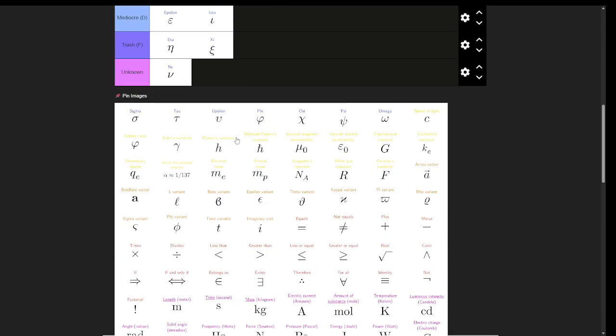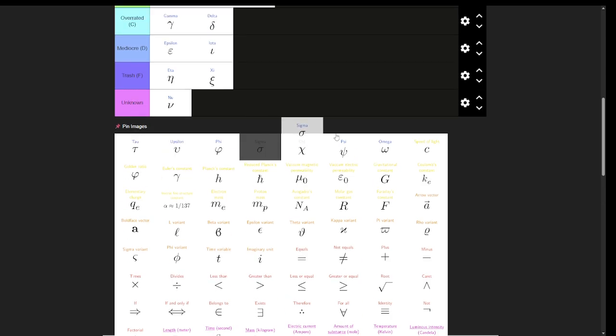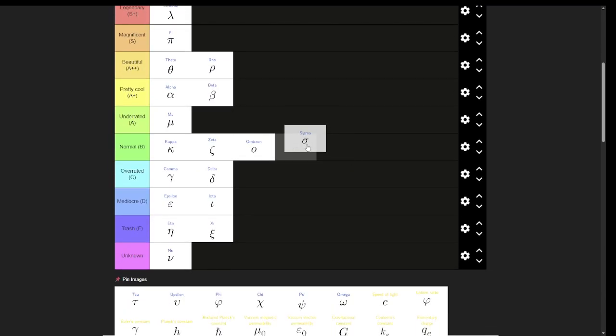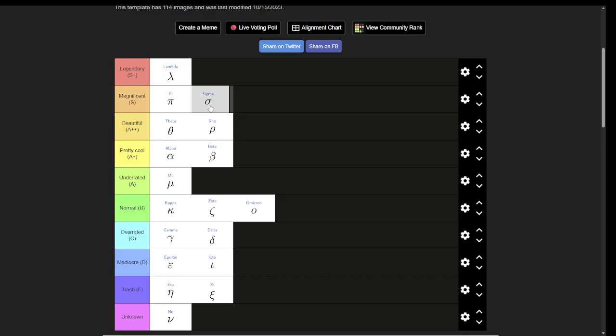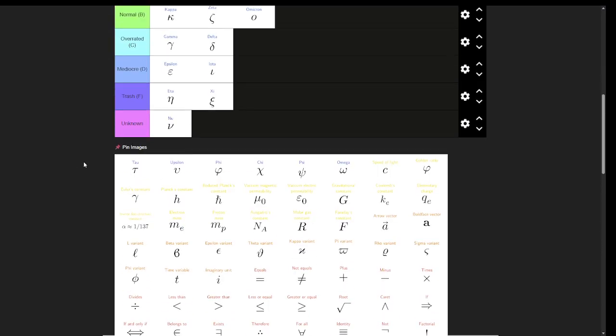I love it. Sigma, you know the sigma is the GOAT. We use it in math. I like the uppercase one, magnificent. If you've ever written a sum, you know the uppercase sigma, the one that looks sort of like a crocodile's mouth or whatever. It looks beautiful, magnificent. It's going in S tier.